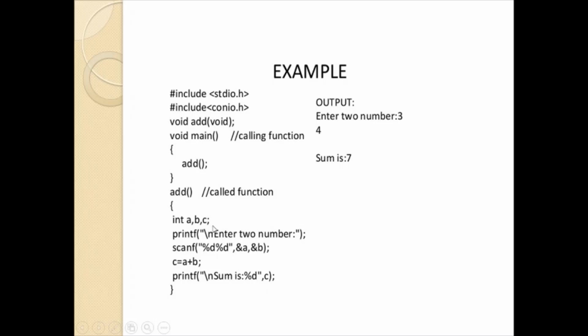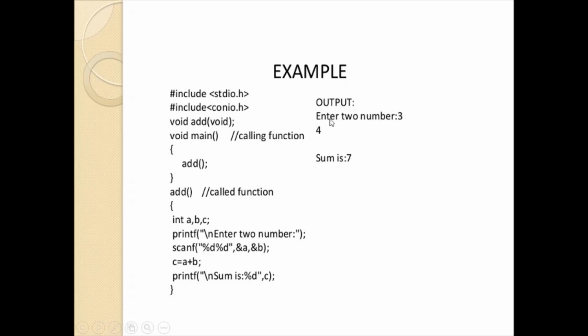So when control jumps to the add function, the printf statement is executed, and you can see in the output, enter two numbers. Here 3 and 4 are entered. So a gets the value 3, b gets the value 4. Next, addition is performed, and 7 is assigned to the variable c. Next it prints c. Once it is over, the control returns back to the main method or main function. As there are no statements present in the main function, the program terminates.